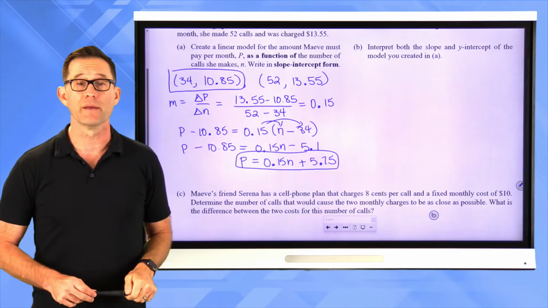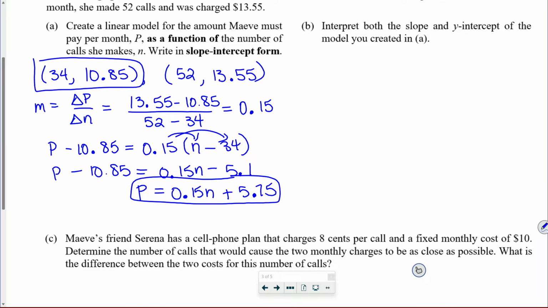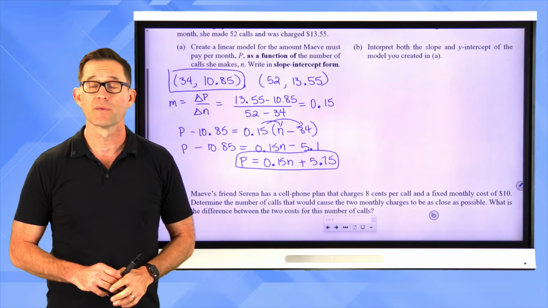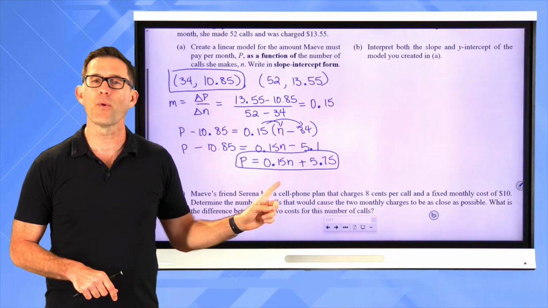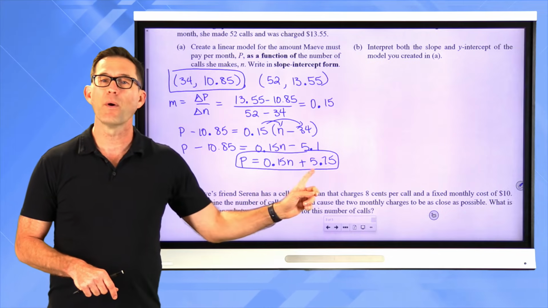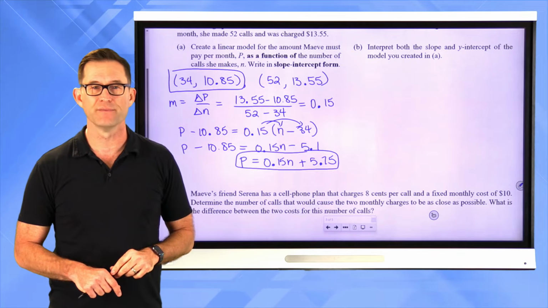Now let's take a look at letter B. Interpret both the slope and the y-intercept of the model you created in A. All right, what I'd like you to do is pause the video now and interpret what the 0.15 tells you and what the 5.75 tells you.